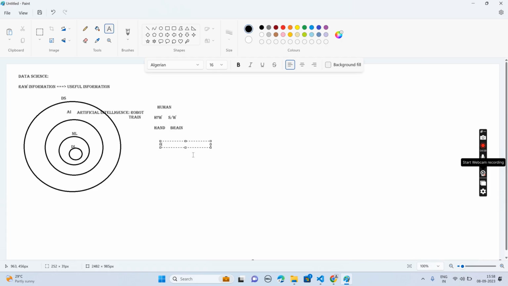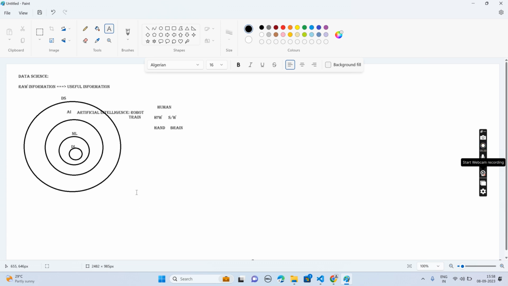Okay, so that is how we are going to train the system. That comes under this concept called machine learning. How we are going to teach a system, how we are going to train the system, that is called machine learning. And deep learning is a subset of machine learning.